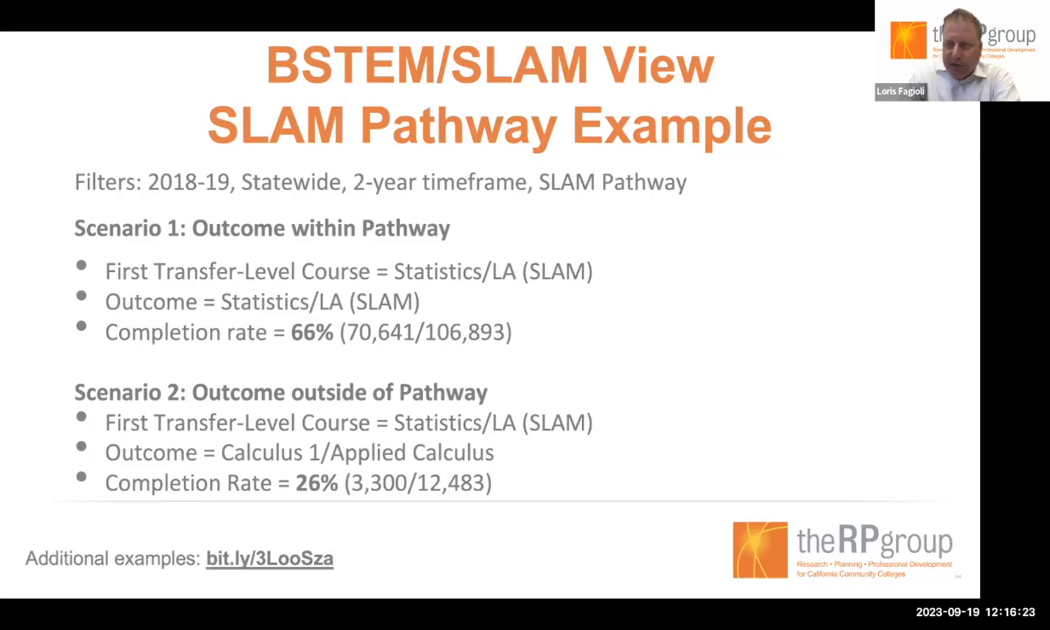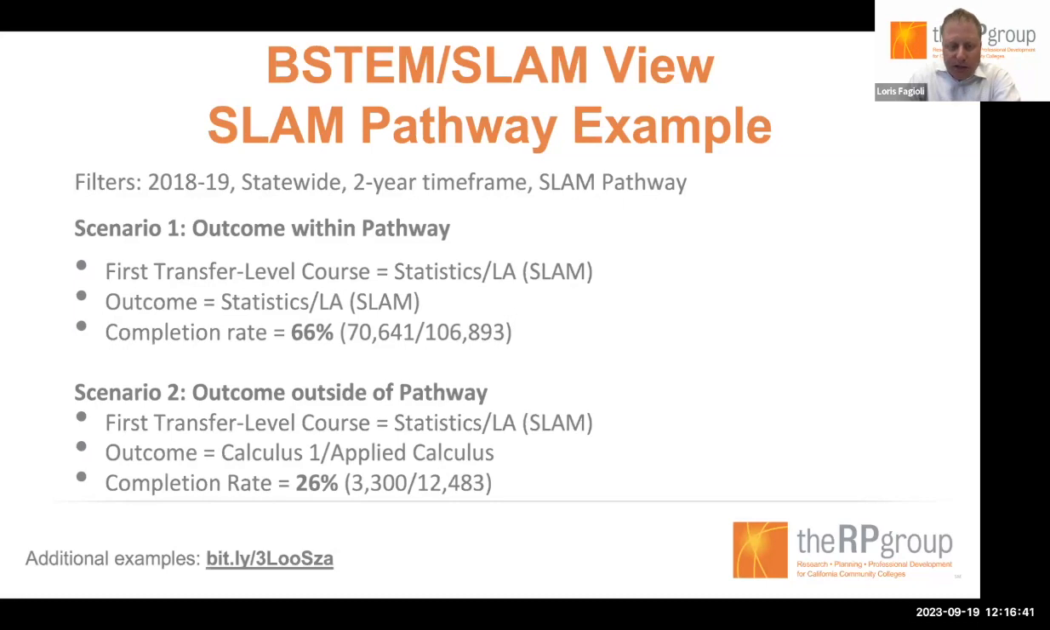Started their first transfer level course was 106,000. Now it's much smaller. It's only 12,000. Why is that? The reason for that is, again, behaviorally, we will only count you in that cohort if we actually see that you've attempted at least one BSTEM course.